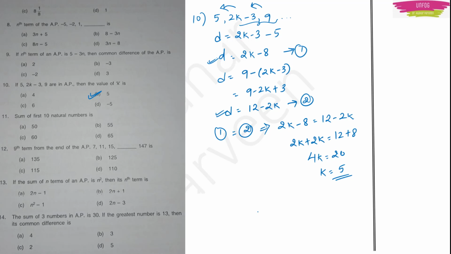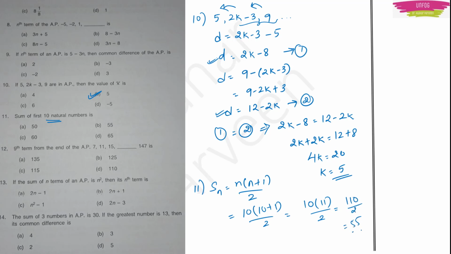Okay. Next question. Question number 11. Sum of first 10 natural numbers. This thing we already did in our example, right? Sum of first 10 natural numbers. We have one direct formula, n into n plus 1 by 2. They are telling 10 natural numbers, so put 10 in place of n. 10 into 10 plus 1 by 2. It will be 10 into 11 by 2, or it will be 110 by 2, or it will be 55. Option B will be the right answer.